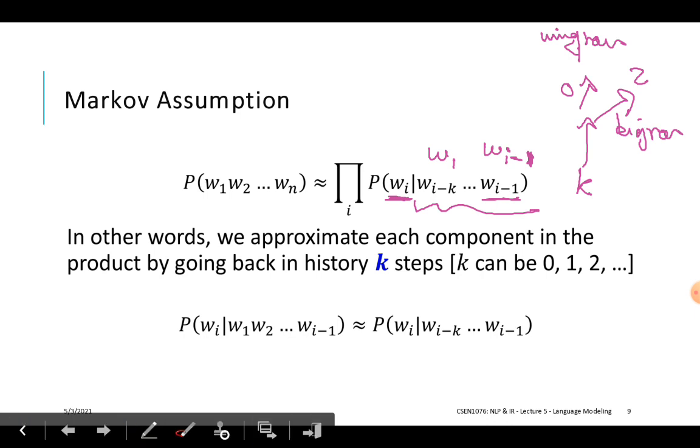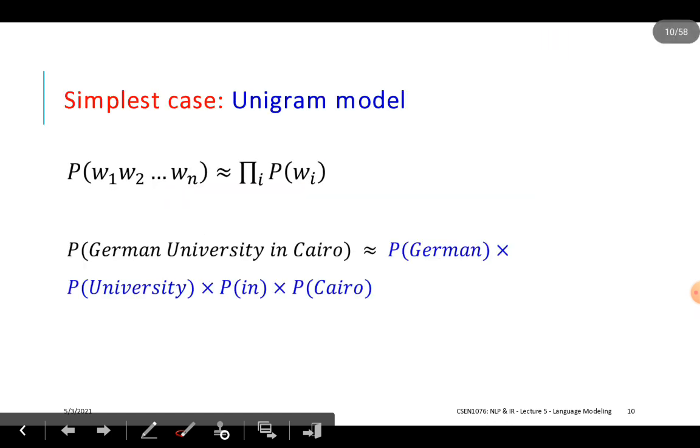So basically this will allow us to make more manageable computations that will probably bring us closer to computing this joint probability, which proves to be very elusive and difficult to compute from corpuses.